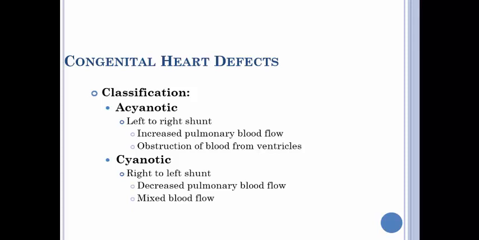With a cyanotic defect, the blood is shunting from right to left. So it's not yet gone through the pulmonary circulation to get oxygenated, and so we're sending out unoxygenated blood. So we're decreasing pulmonary blood flow and sending out mixed blood flow. Some of it has been oxygenated, some of it has not been. So you can see why that would result in cyanosis of the child.